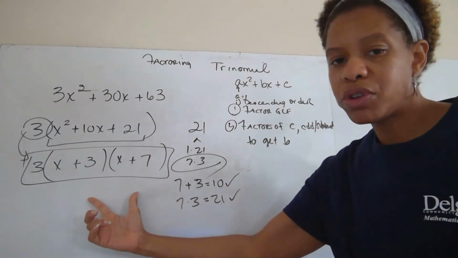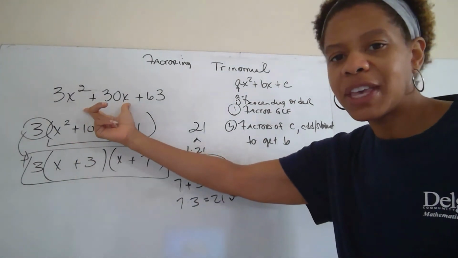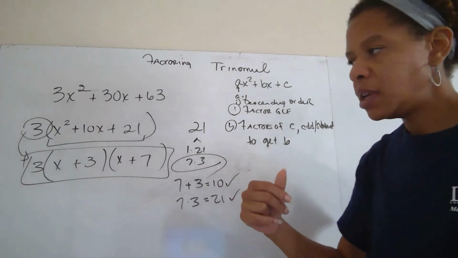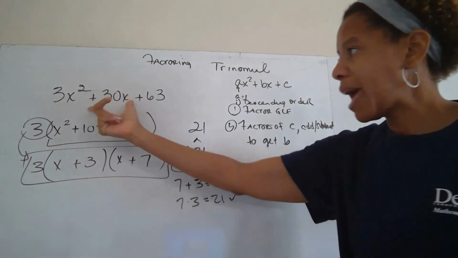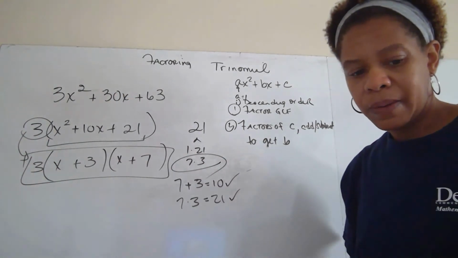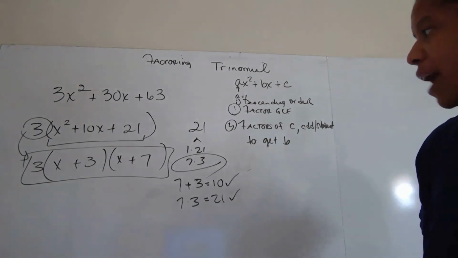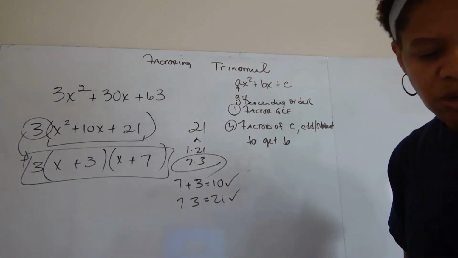Everything you do as an answer can be multiplied and checked to see if it gives you back the original problem. I can multiply this out, distribute the 3 back, and I'm going to get back 3x squared plus 30x plus 63. All right, that's how we factor trinomials when our a is 1.